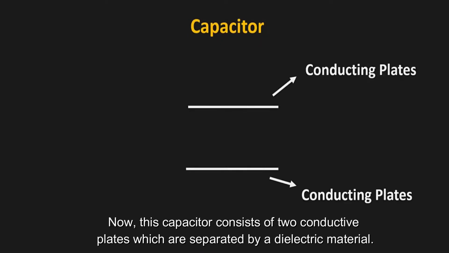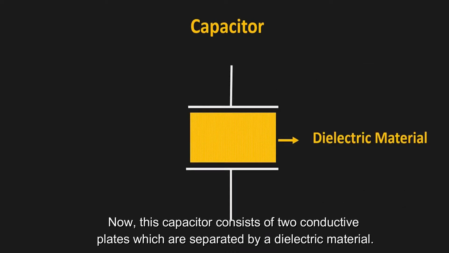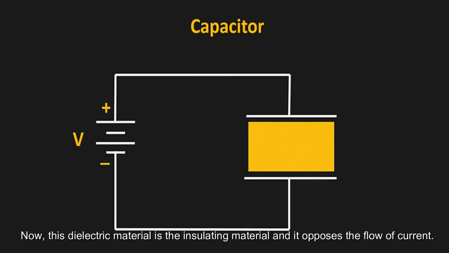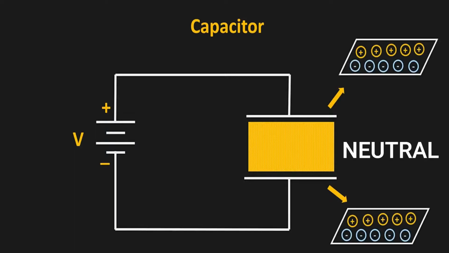Now, this capacitor consists of two conductive plates, which are separated by a dielectric material. Now, this dielectric material is the insulating material, and it opposes the flow of the current. Now, before the application of voltage, the two conducting plates of this capacitor are electrically neutral.